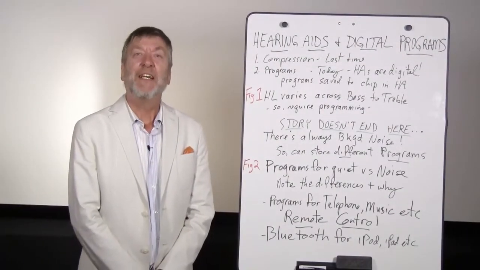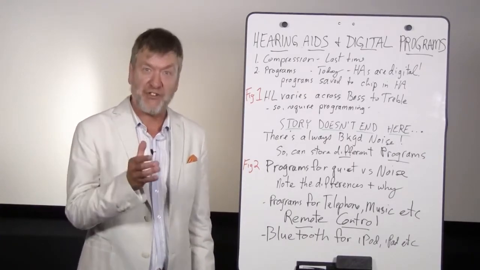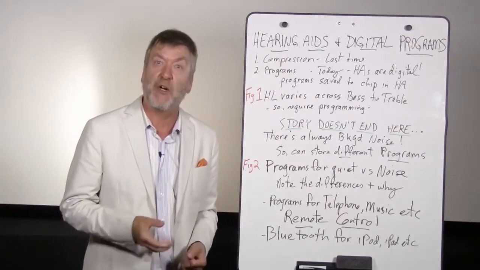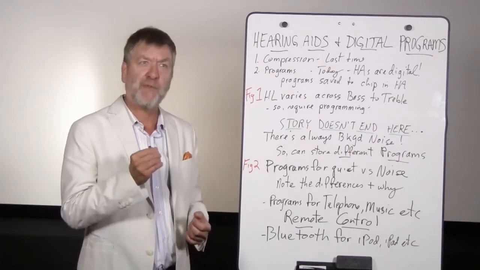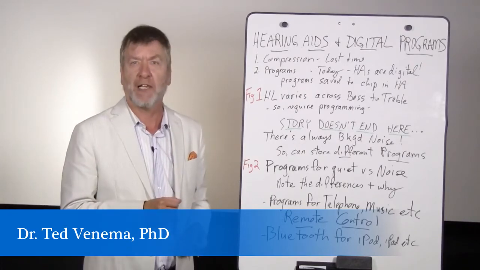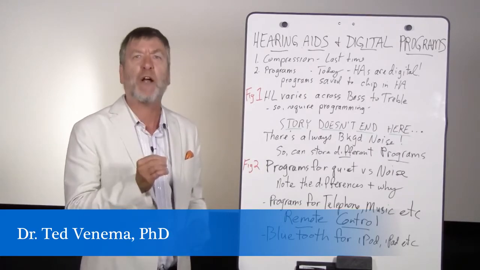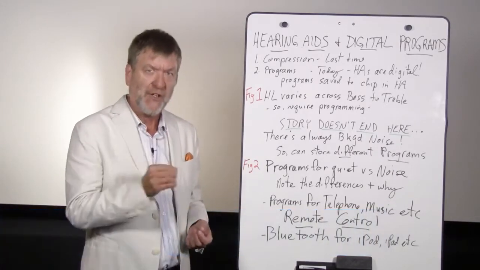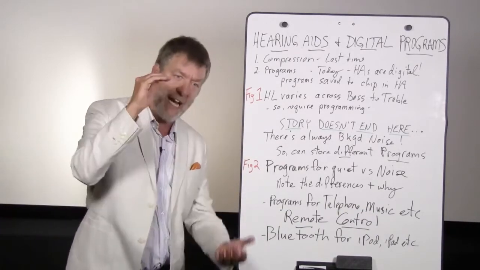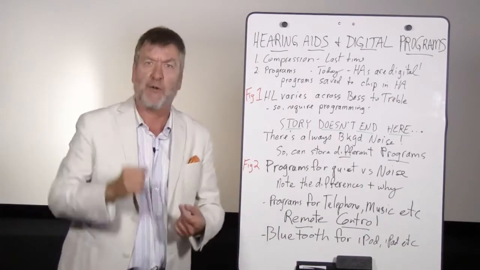Hi, I'm Ted Venema, here to talk to you today about hearing aids and how they are digital and how they are digitally programmed. Last time we talked about hearing aids and their use of something called compression. You'll recall that this meant that today's hearing aids amplify soft sounds by a lot and loud sounds by little or nothing at all. And the reason we do that is because of the special and unique requirements of sensorineural hearing loss. The retina, in quotes, of the ear is damaged, and so as a result, they can't hear the soft sounds, but yet loud sounds are heard just as loudly as they are by a normal hearing person.